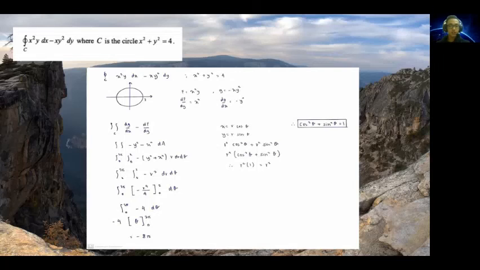First, we need to integrate r. So we will get negative 4 dθ. After that, we need to integrate theta. Then the final answer we will get is negative 8π. Okay, that's all from me. Thank you.